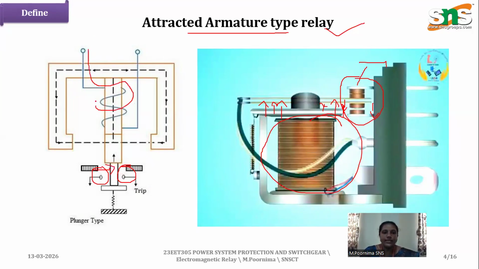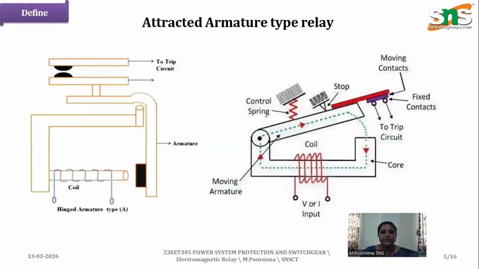Once this coil is energized, the magnetic field moves the contactor to trip. This is what an armature attraction type is.